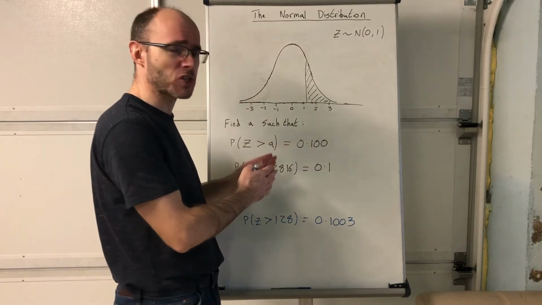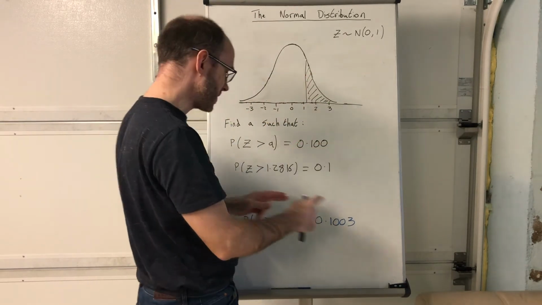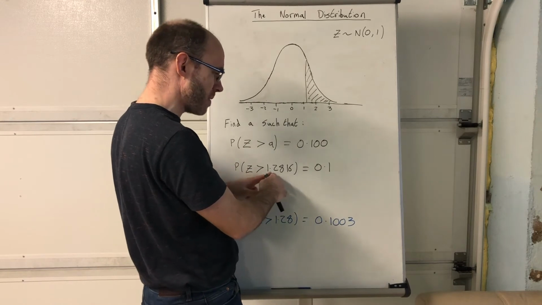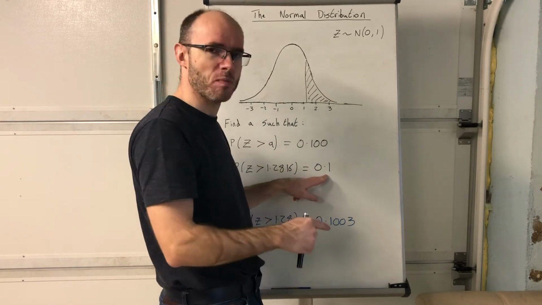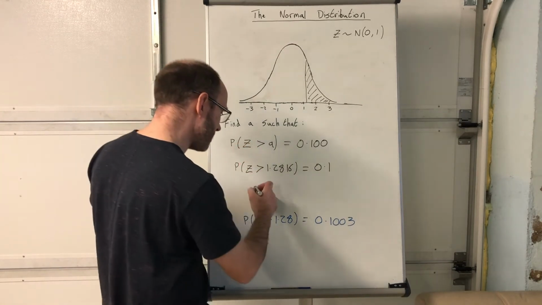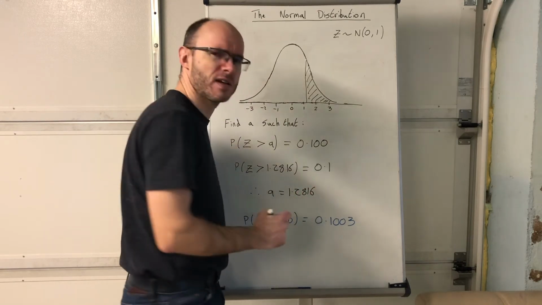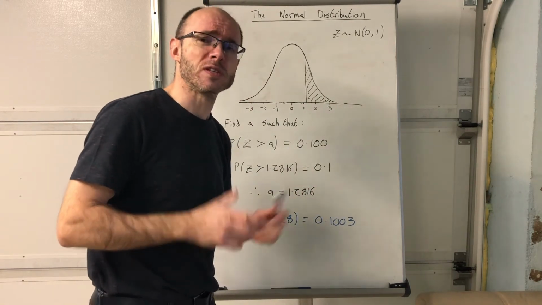So remember, the table shows you everything towards the right of a particular value of Z. So what we have found is the probability of Z is greater than 1.2816 is 0.1. And since we're after a value of A, such that Z is greater than A, that means we've found it. A is 1.2816.